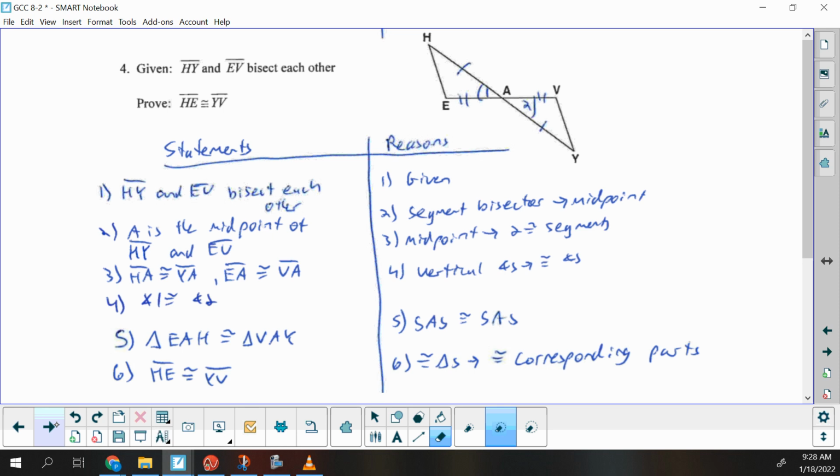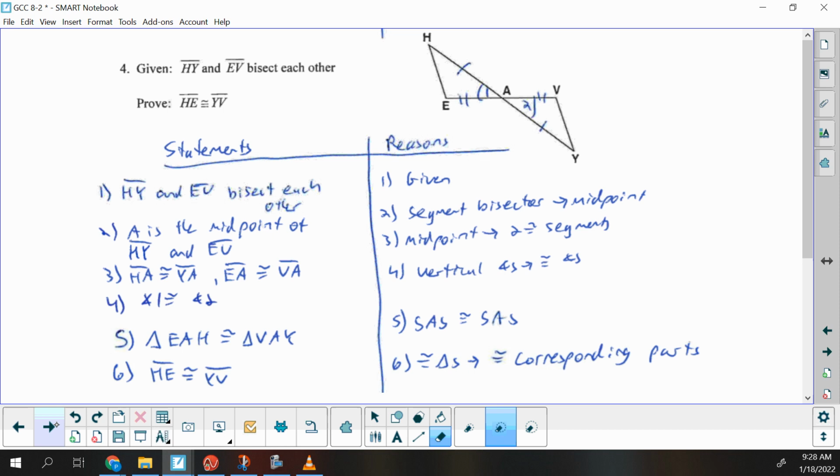All right, so notice we have that those bisect each other. So it's going to be segment bisector implies midpoint. And because they bisect each other, this is the one case where it's going to be the midpoint of both things. So A is the midpoint of both HY and EV. So then our midpoint implies 2 congruent segments gets us 2 sets of congruent segments. If our given had just said something like HY bisects EV, then it would have only been the midpoint of EV. But because we bisect each other, that's why we get the midpoint of both.